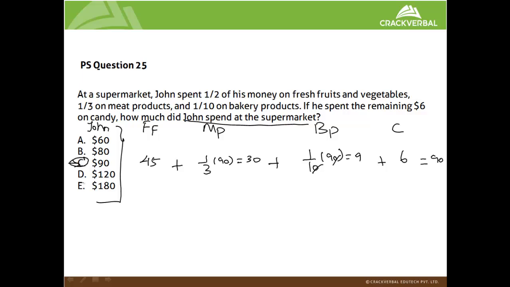You don't need to worry about looking for any other answer choices. In back solving, once the answer matches the condition, that has to be the answer. You don't need to look for any other answer choices. You can eliminate D, E, A and B. The answer has to be C, 90.